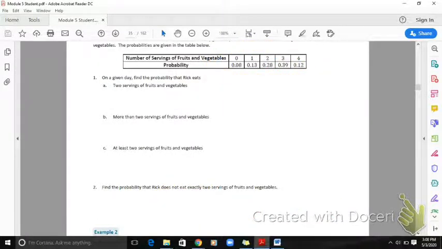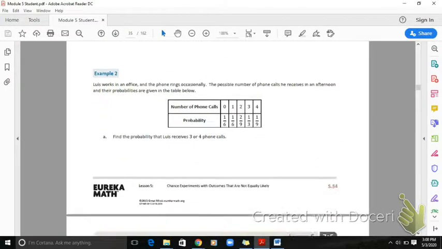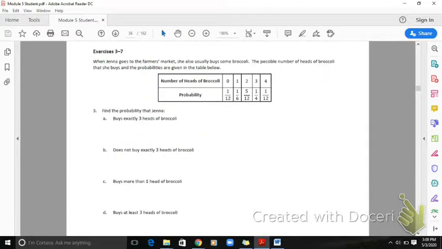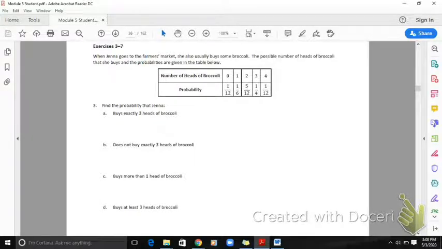Alright, we'll look at another example here, about vegetables. Here it says, when Jenna goes to the farmer's market, she also usually buys some broccoli. The possible number of heads of broccoli that she buys and the probabilities are given in the table below.